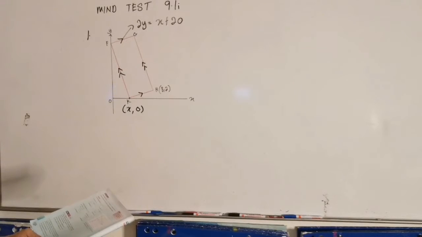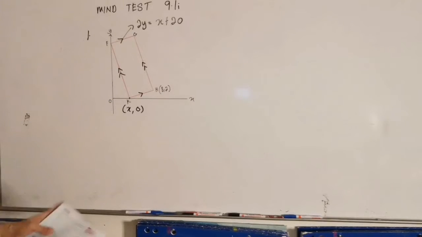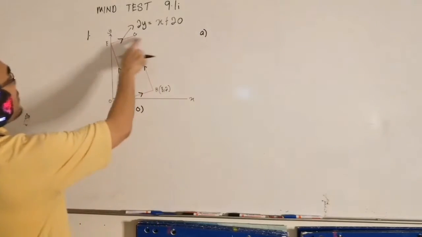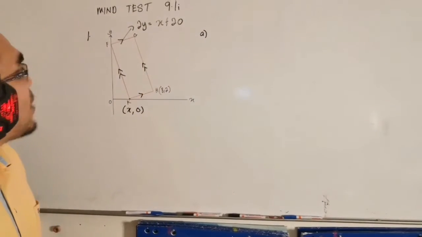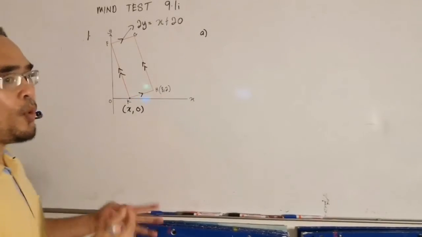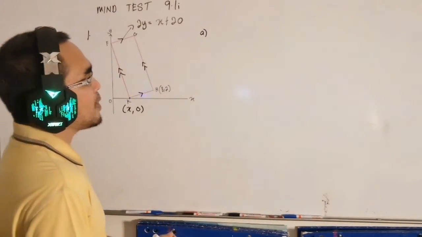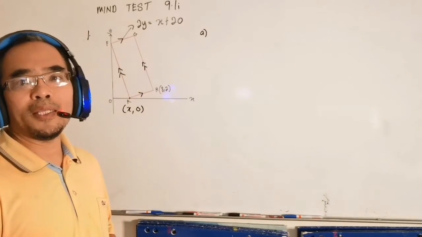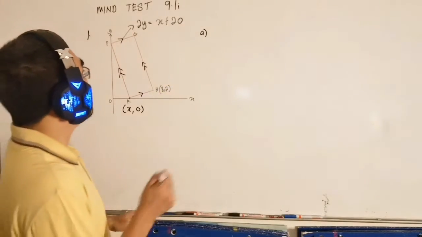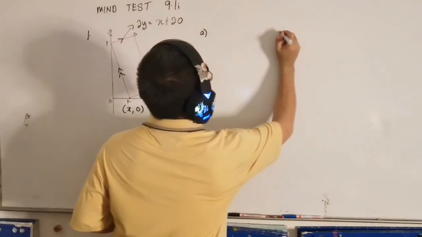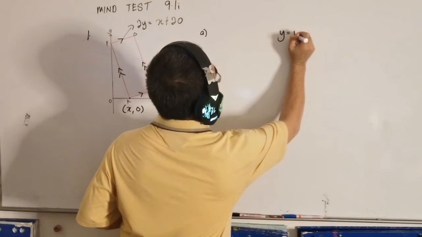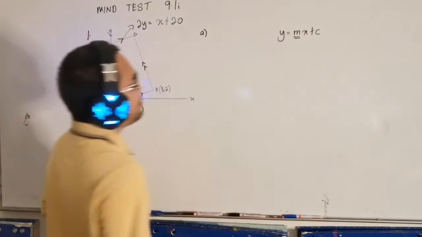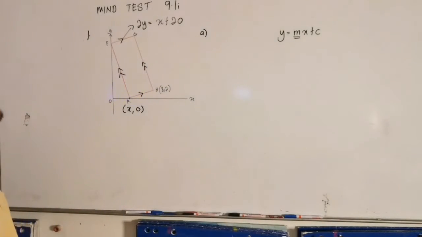Determine the gradient of the straight line FG. So for A, we want to know what is the gradient of FG. What you have to understand is that the equation is in a pattern. There are three types of equation. So what is the gradient? If you can write y equals mx plus c, the gradient is m. That is the value of m.